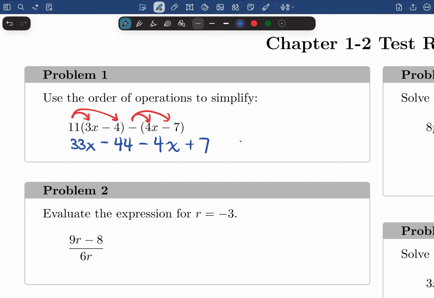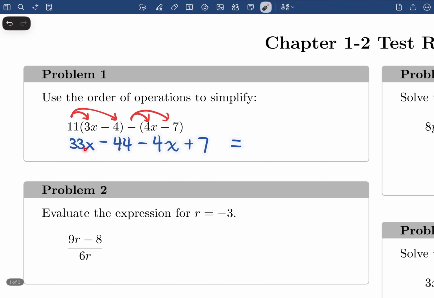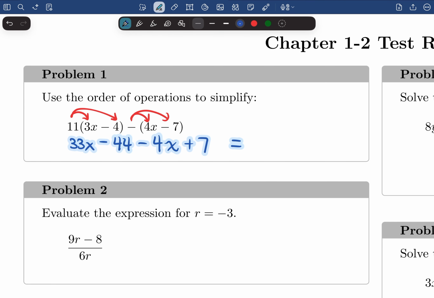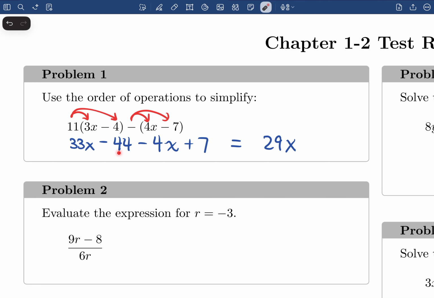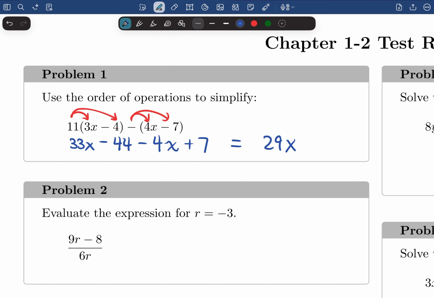Now, we need to combine like terms. Like terms have the same variable with the same power. So when I see 33x and negative 4x, well, I could take 33x and subtract 4x and get 29x. And then let's look at the constant terms. Negative 44 plus 7 would give me a negative 37. So we have cleaned this up and simplified as far as possible using the order of operations, and we're done.